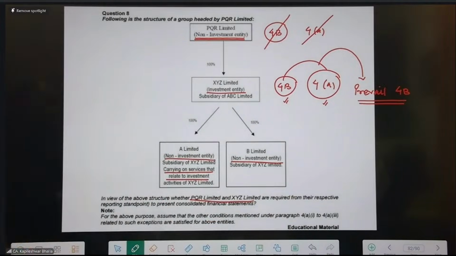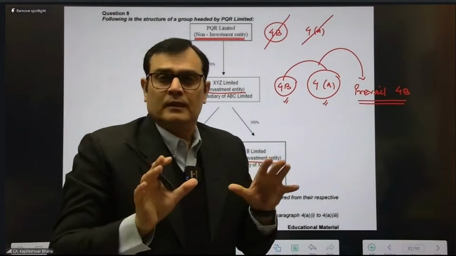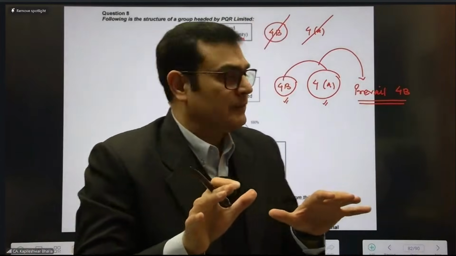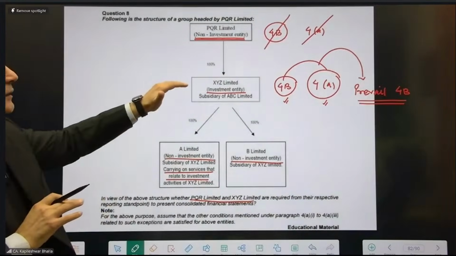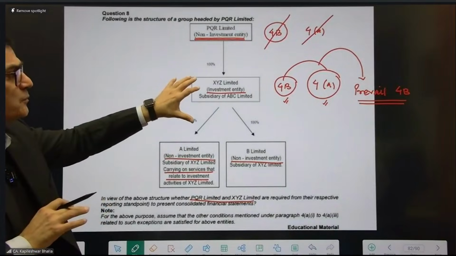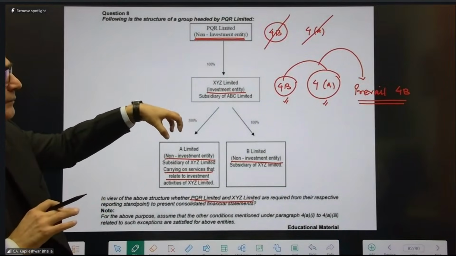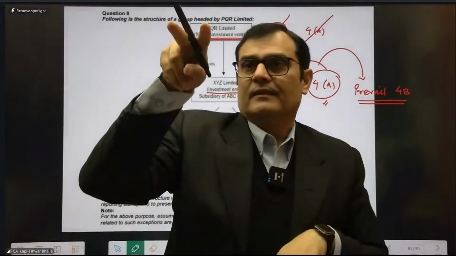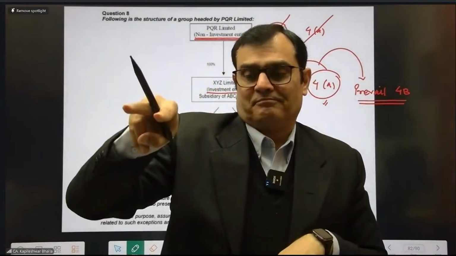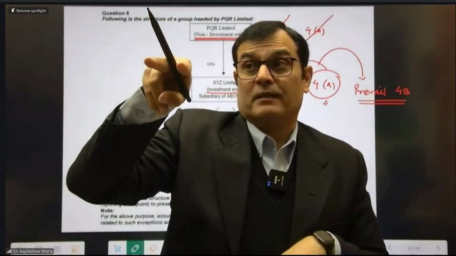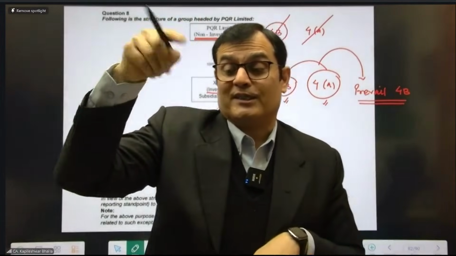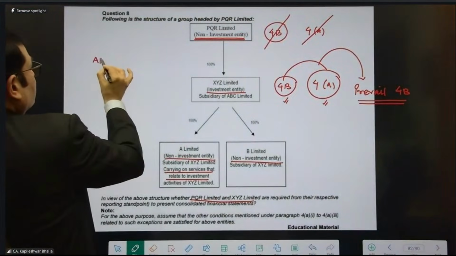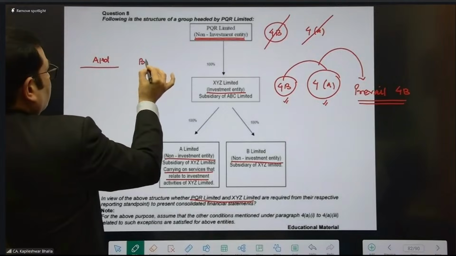Okay, now let's ask for your inputs. Let's first run para number 4B for the middle company. It's an investment entity, so let's run para number 4B. Now, are you going to run this para number 4B for A and B simultaneously or separately? There are two subsidiaries. So are you going to run para number 4B separately or collectively? Separately. That's right. So I will run it for A Limited separately, and I'll run it for B Limited separately.